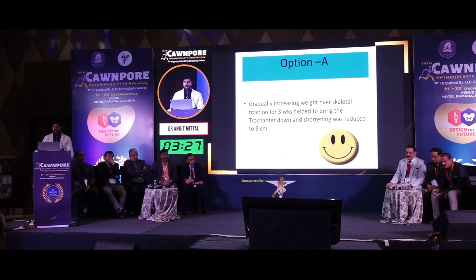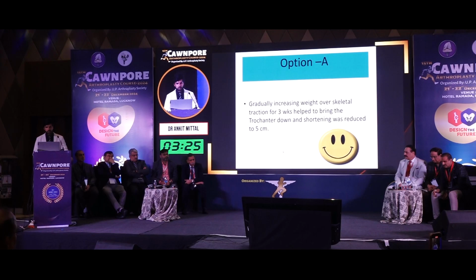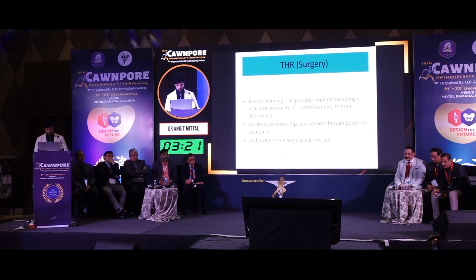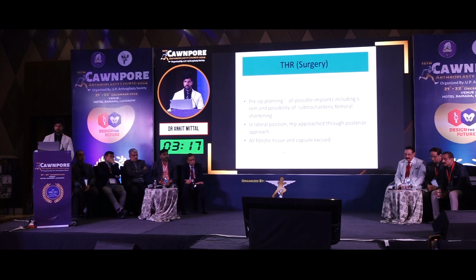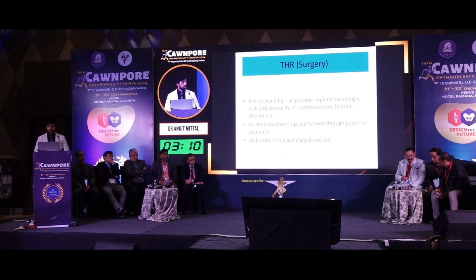After applying traction and gradually increasing the weight over a period of time, we could reduce the shortening from 9 centimeters to 5 centimeters. And then after complete pre-operative planning and keeping all the available implants which could be used at our disposal, we resorted to total hip replacement and kept the possibility of subtrochanteric femoral osteotomy also.